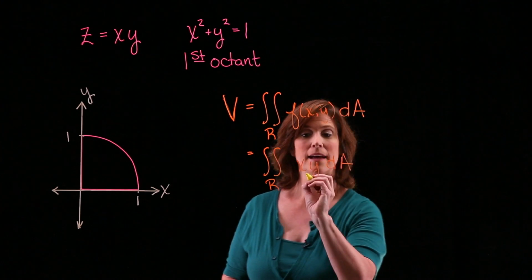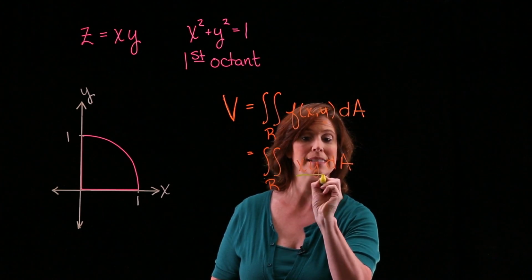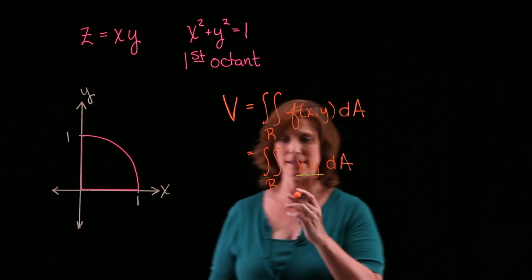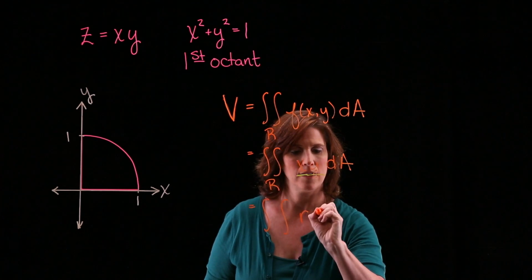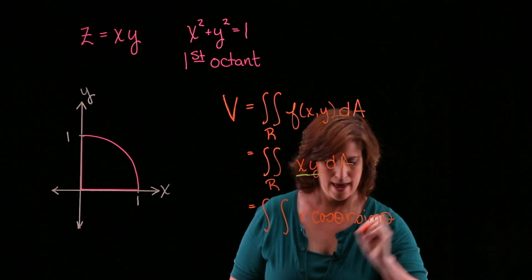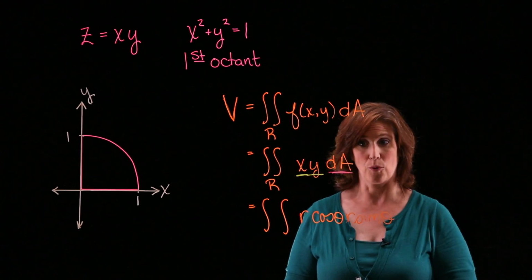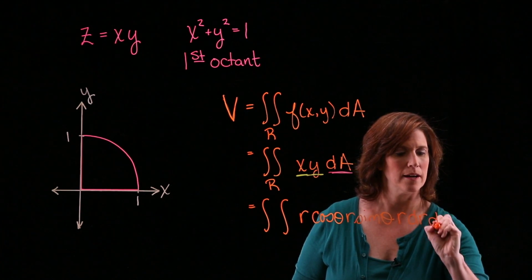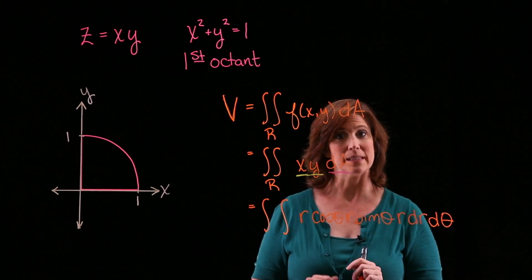In order to do that, I know that x is the same thing as r cosine theta and y is the same thing as r sine theta. So I can rewrite this as r cosine theta, r sine theta. And the dA, if I'm going to write it in polar coordinates, is going to be r dr d theta. So now I have the integrand set up, but I have to worry about these limits of integration.